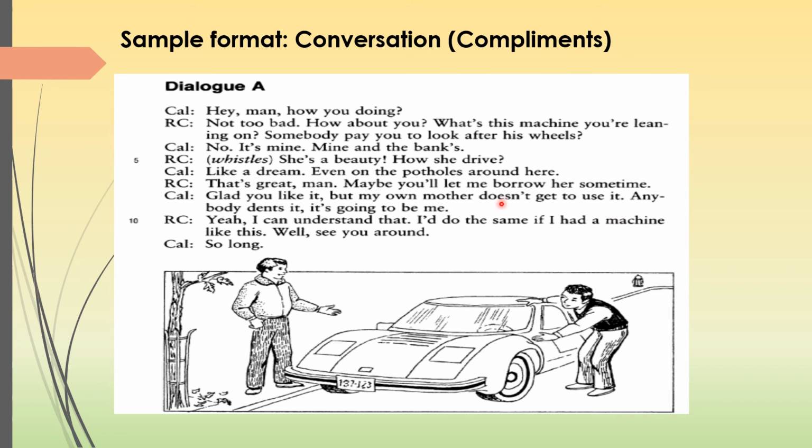So you see, another sort of conversation is very funny and very interesting as well. And Cal says that even his mother, he doesn't allow his mother to drive the car. So anything that is going to happen is done by him. So maybe the dance, maybe the enjoying, everything would be done by him, Cal. Yeah, I can understand that. I would do the same if I had a machine like this.